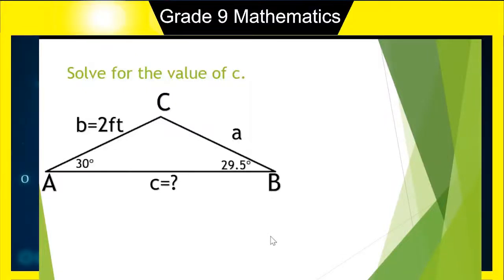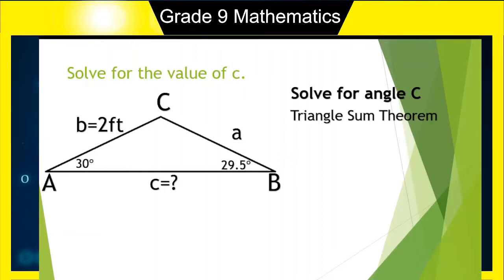Our first problem is to solve for the value of side C. So for us to use the law of sine, we need opposite pairs and another given angle or side. So in this case, we can't use law of sine because there's no given for letter C. So the first thing that we need to do is to find angle C.